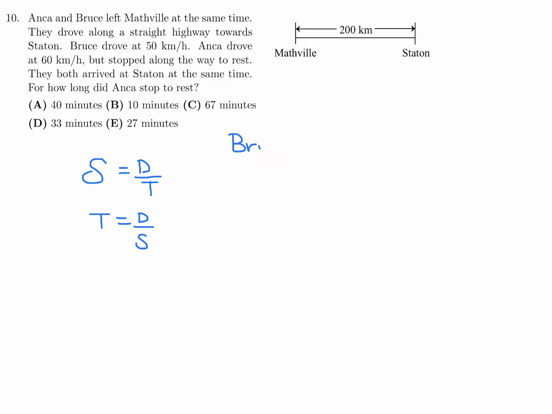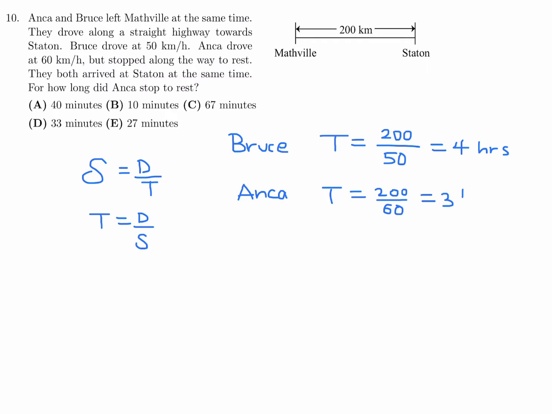So Bruce, he has the following time. His time is distance over speed. His distance is 200, and his speed is 50. So that is 4. And in particular, it's 4 hours. Anka, that would be 200 over 60, and that is 3 1/3. And that is, of course, hours. But they're saying that Anka and Bruce arrive at the same time. Well, that's only possible if Anka stops along the way to rest, which is, of course, what she does.